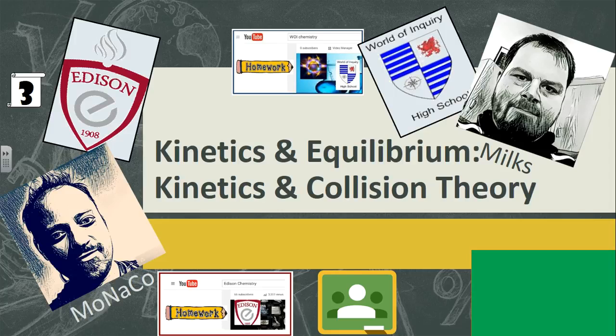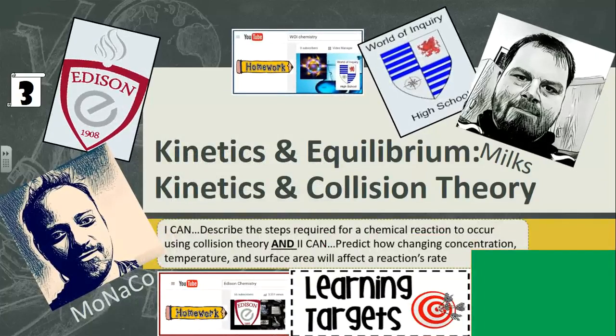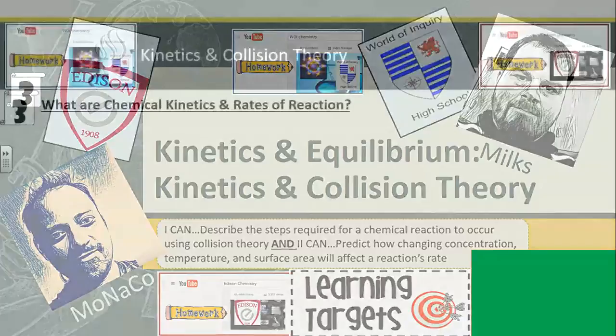We're going to focus in this lecture on the basic reason why a reaction occurs. It's called collision theory. Our learning target here is to describe the steps required for a chemical reaction to occur using collision theory and predict how changing concentration, temperature, and surface area will affect a reaction's rate. So let's get to it.